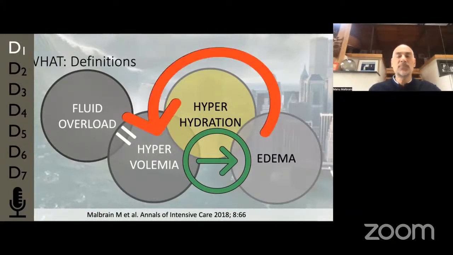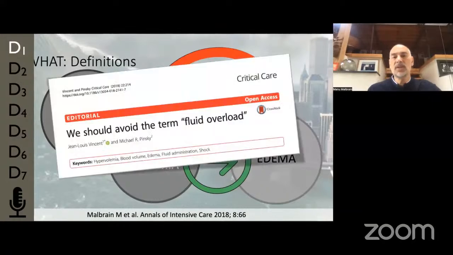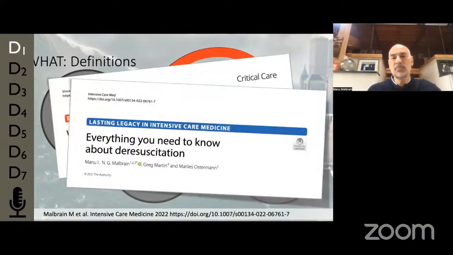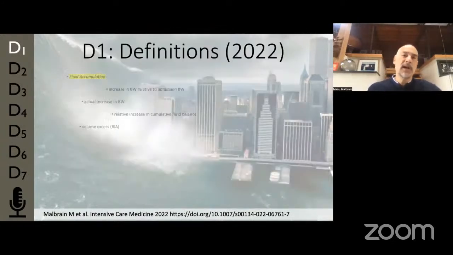While fluid overload is accompanied by hypervolemia, hyperhydration, and peripheral edema, hypervolemia will lead to peripheral edema, but the presence of peripheral edema does not mean that the patient is intravascularly hypervolemic. So maybe we should avoid the term fluid overload and talk about fluid accumulation syndrome instead. There's been a recent opinion paper out in Intensive Care Medicine. It's available under open access.